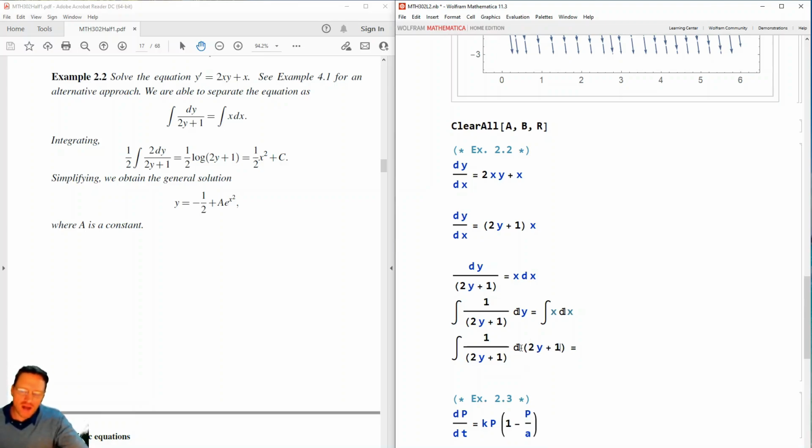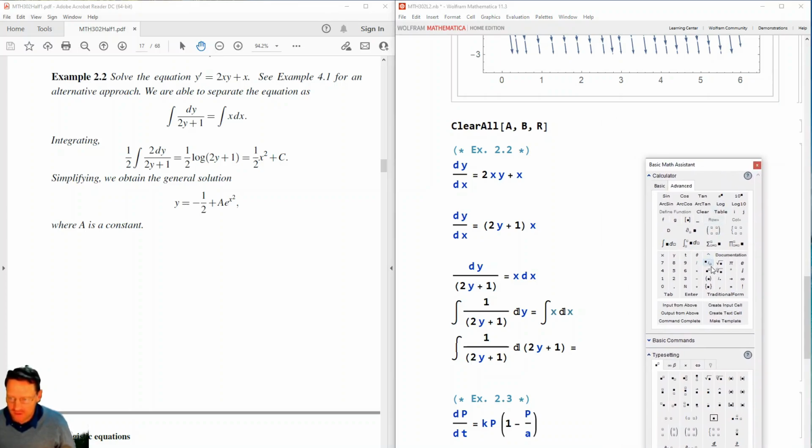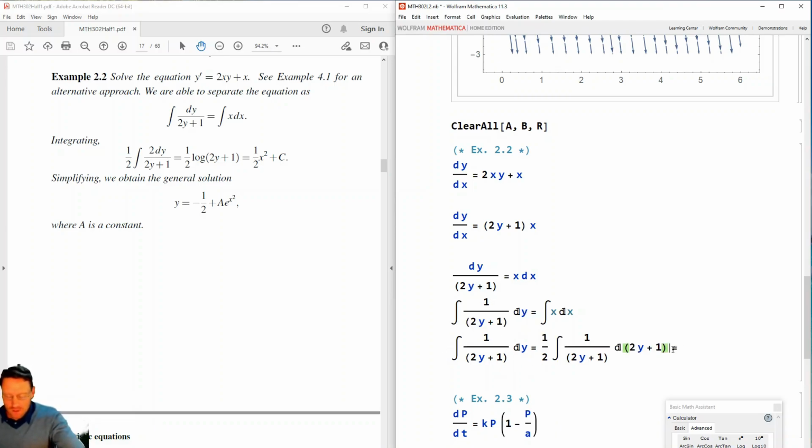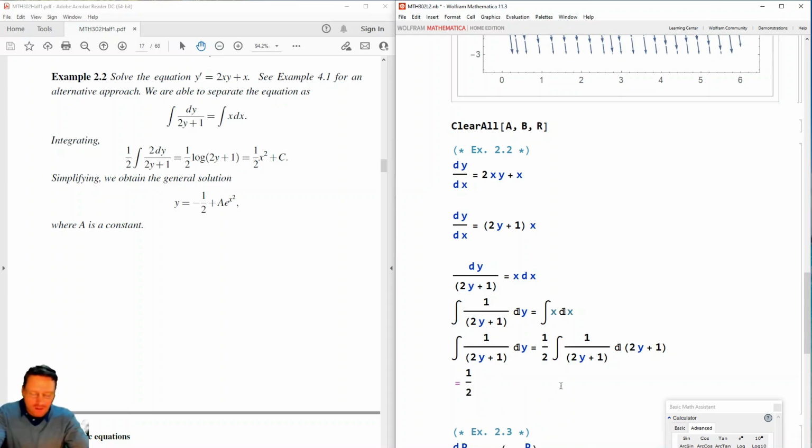Okay, now I'm thinking what happens if I were to actually differentiate that. I would generate a 2. So I've got to compensate for that by putting a 1/2 out in front. All right, so that's what we would get here. And so let's just say that this is the same integral. Okay, now let's simplify what we have. So we have 1/2 of the logarithm, but it's a natural logarithm, of 2y plus 1.